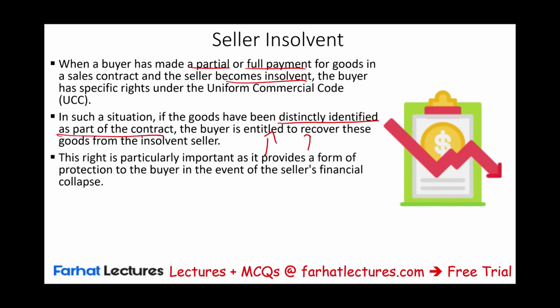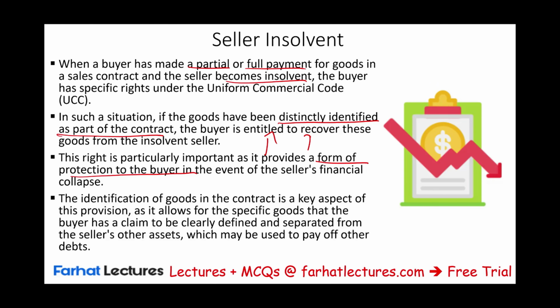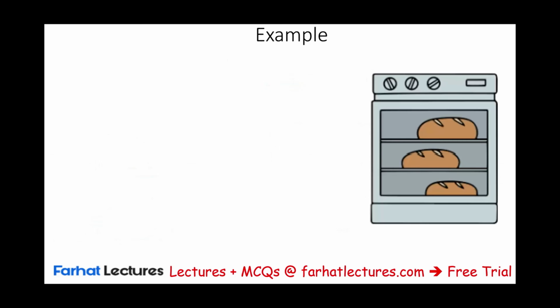This right is important as it provides a form of protection to the buyer in the event of the seller's financial collapse. So the identification of the goods here is a key aspect of this provision. It allows for the specific goods that the buyer has a claim on to be clearly identified and separated from the seller's other assets. Because guess what's going to happen? If you cannot identify it and keep it separately, guess what? Those assets will be sold and they will pay off the debtors. Let's look at an example.